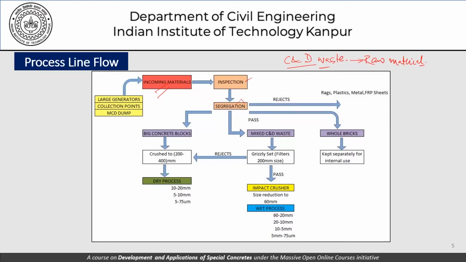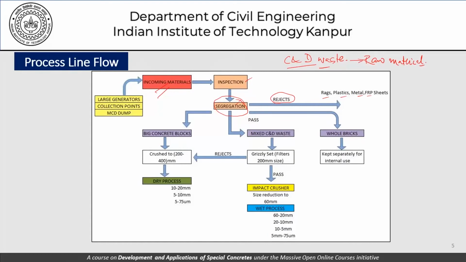Now, this segregation is a very important exercise where some things which become a part of this C&D waste have to be simply rejected. They have to be taken out. That could include rags, plastics, metals, FRP sheets, and so on. Wood, for that matter, will be part of this. That has to be removed, whether it's done manually or we have different ways of doing it. If it can be done automatically, things have to be rejected. They have to be removed.